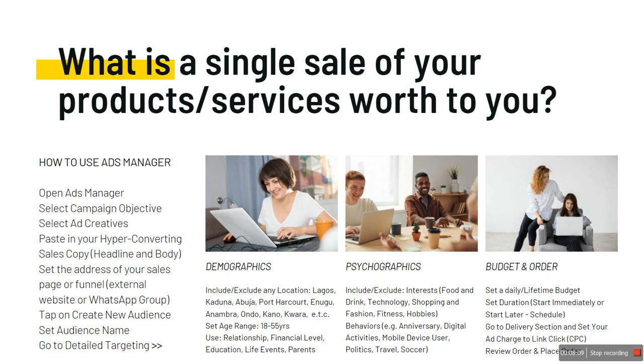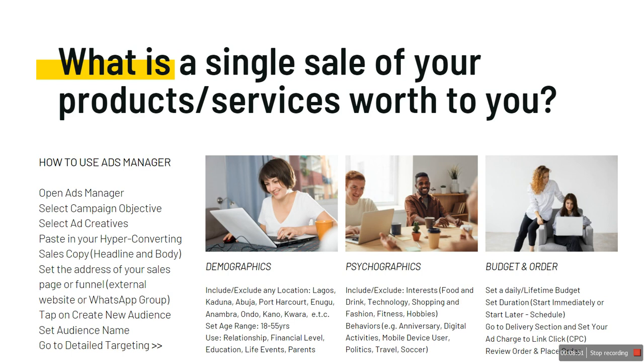And then when you are done setting the name of the audience, you can now go to detailed targeting. The first thing on detailed targeting is demographics. Demographics has to do with the location, the age, and the lifestyle of the people you are going to be relating with. I'm currently doing this from Nigeria, so you can include or exclude any location, places like Lagos, Kaduna, Abuja, Port Harcourt, Enugu, Anambra, Ondo, Kano, Kwara states. Any of these states, you can use them.